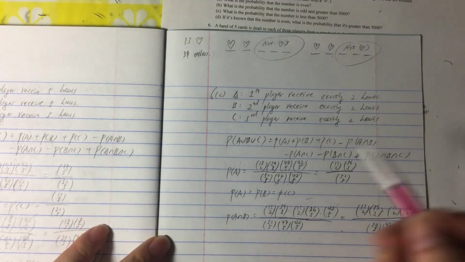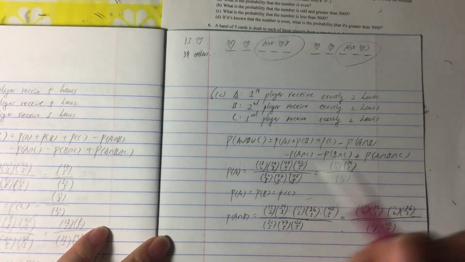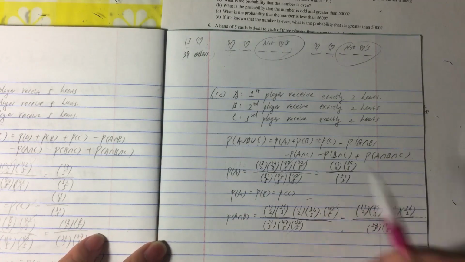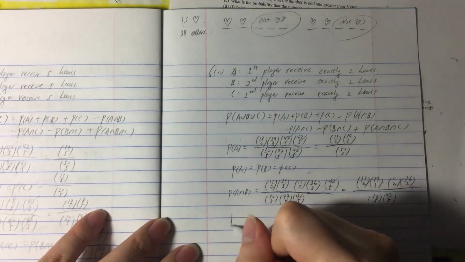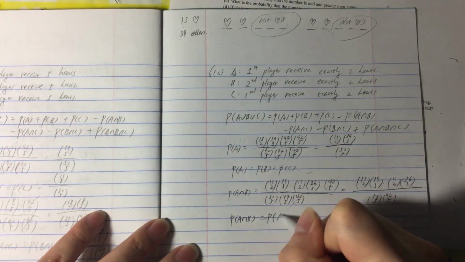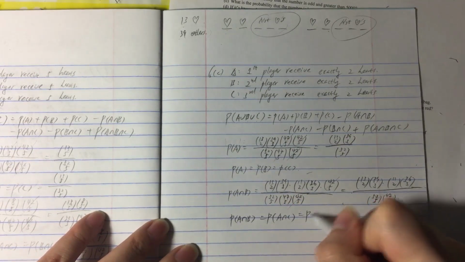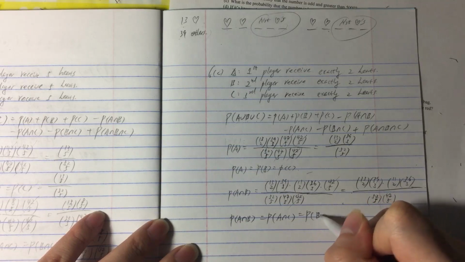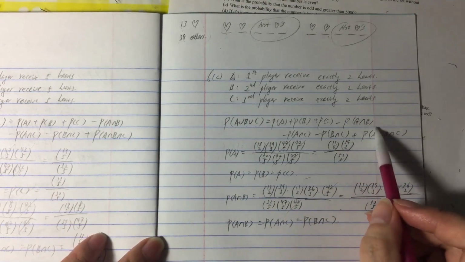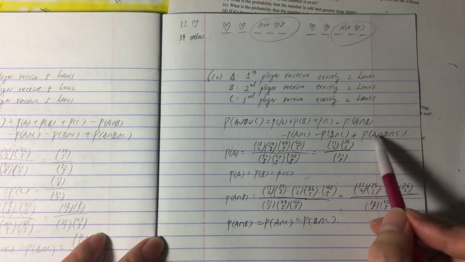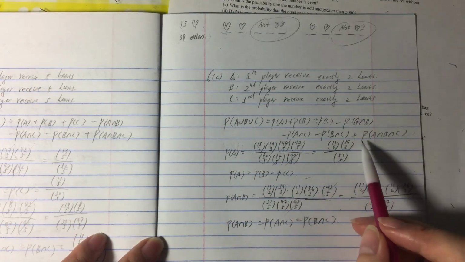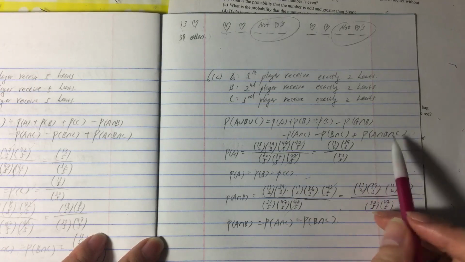Then we know that the probability of A intersection B is the same as the probability of A intersection C, and the same as the probability of B intersection C. They're all the same. Next, let's find the probability of A intersection B intersection C.